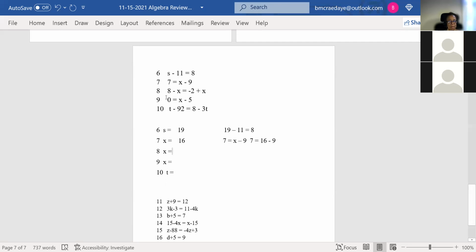Okay, let's take number 8. Here we go, let's copy it. It says 8 minus X equals minus 2 plus X. Okay, let's just copy it here. What could we do first here, Maureen? What would we do first?